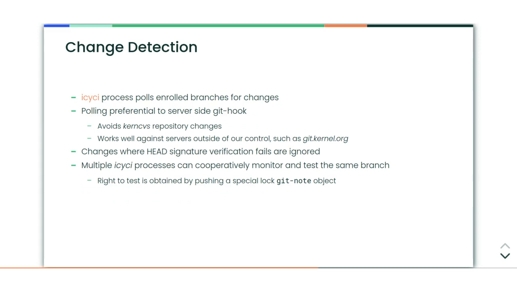that it can run concurrently across multiple nodes, and it just relies on Git for the synchronization mechanism. So there's this special lock Git note, which is pushed when ICCI picks up a head for testing, and other processes running concurrently will then see that and not proceed with testing of that change. So it just relies on Git for synchronization, which is quite helpful.